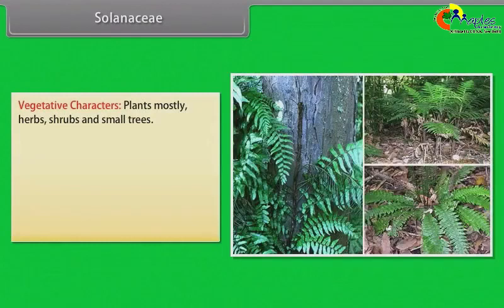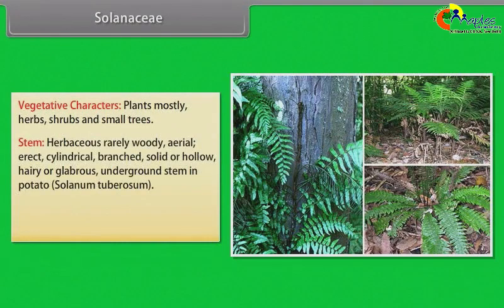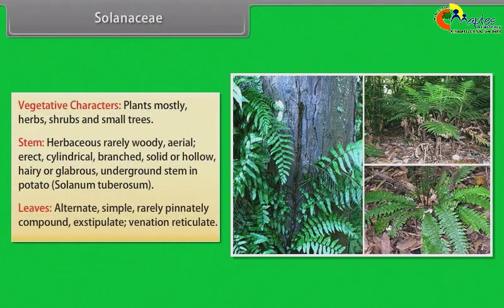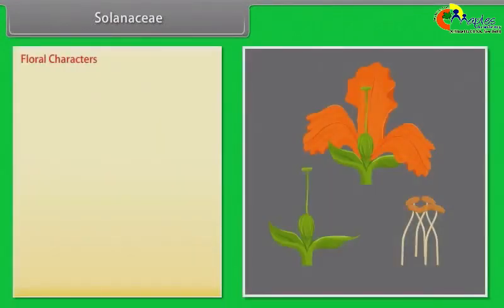Vegetative characters. Plants mostly herbs, shrubs, and small trees. Stem herbaceous, rarely woody, aerial, erect, cylindrical, branched, solid or hollow, hairy or glabrous; underground stem in potato, Solanum tuberosum. Leaves alternate, simple, rarely pinnately compound, exstipulate, venation reticulate. Floral characters. Inflorescence solitary, axillary or cymose as in Solanum.